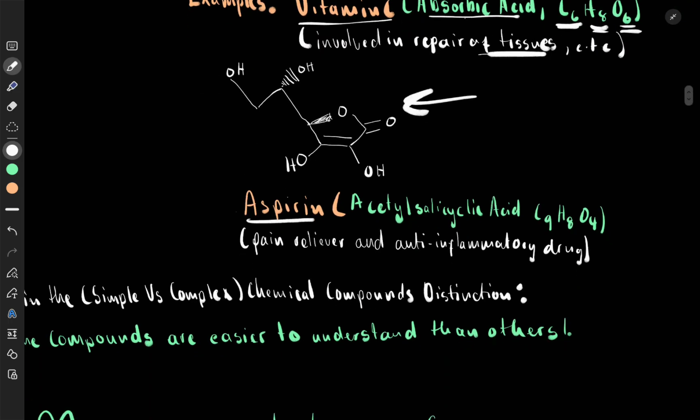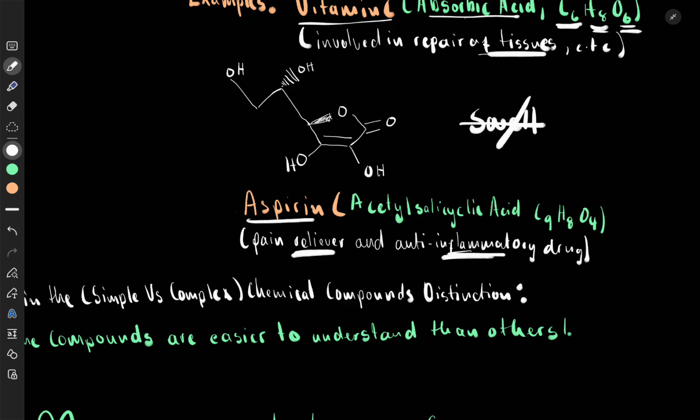Another one is aspirin. Aspirin is a very common pain reliever, or anti-inflammatory drug. It's an important drug, basically. When we say it's an anti-inflammatory drug, we mean that it helps you when you're having inflammation, that is, swelling. It helps to cancel swelling. It helps you when you're going through pain and swelling and whatever.